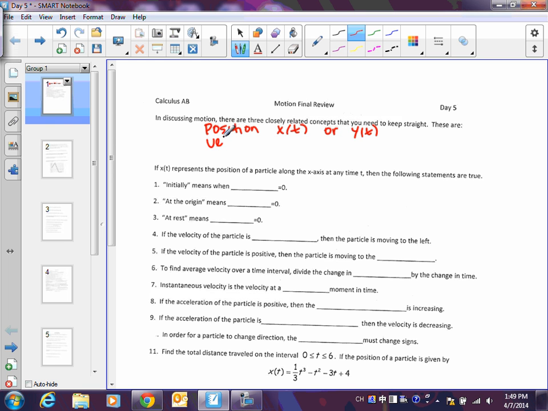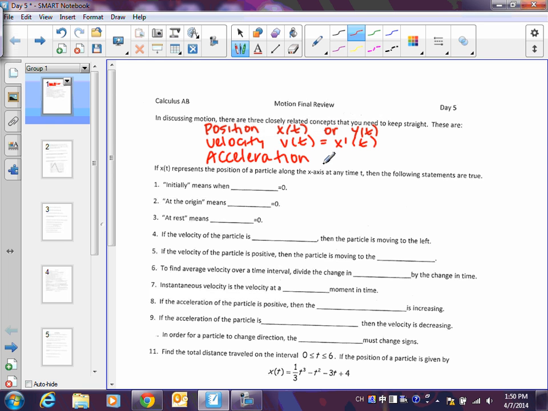All right, so velocity we know is v of t, and how is velocity related to position? It's the derivative. So I'm going to go ahead and write x prime of t, and if you wanted to, you could write y prime. I'm going to just stick with x for right now, because that's how it is on 90% of the problems. And then the last thing here would be acceleration.